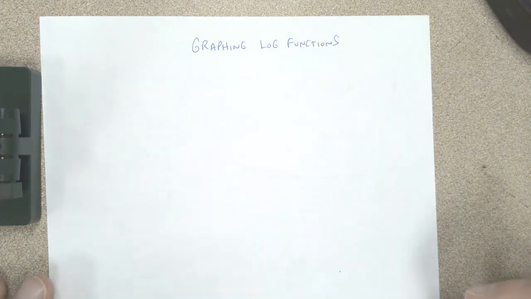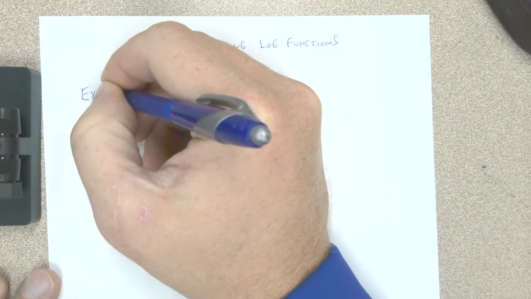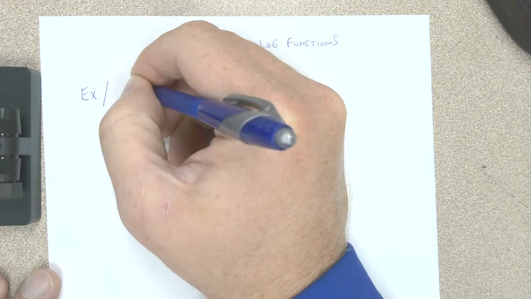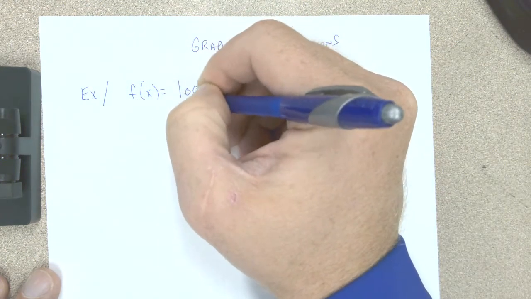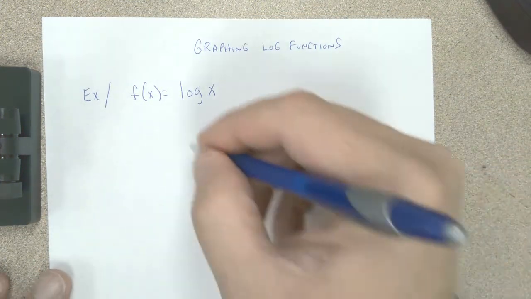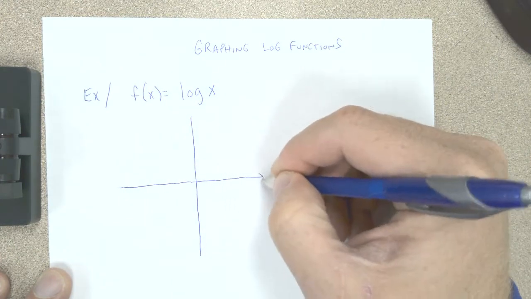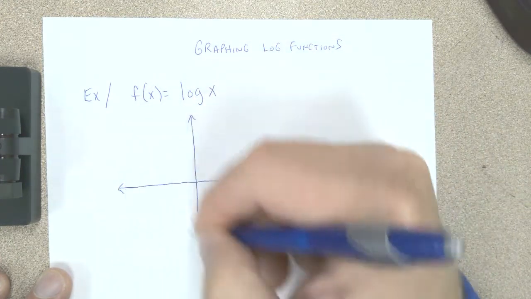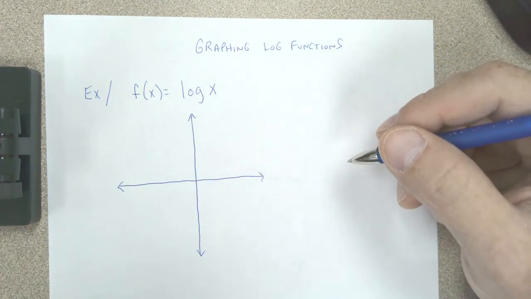Okay, in this video, we're going to talk about how to graph log functions. So let's look at an example here. Let's say we've got f of x equals the log of x. Again, when we graph our log functions, they have what we call vertical asymptotes. So remember our exponential functions were horizontal.